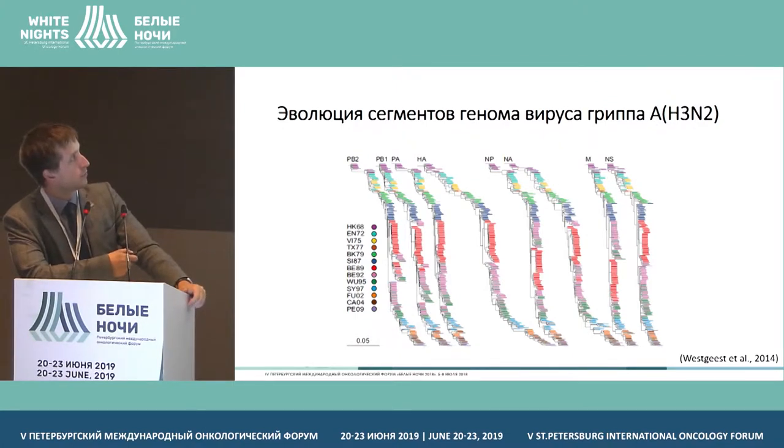Here you see phylogenetic trees in terms of all virus A segments, H3N2, starting from 1968 up to 2012 or thereabouts. That's the P09 cluster. And you see the genetic drift and how it happens.